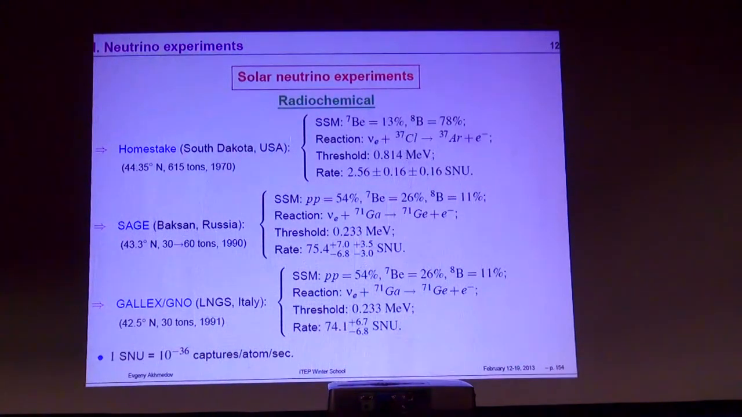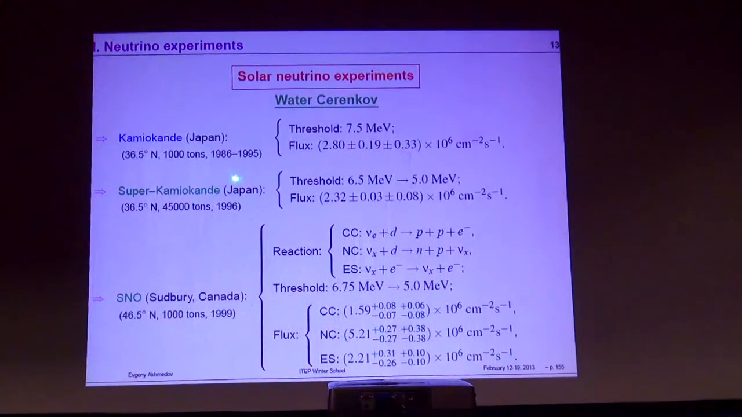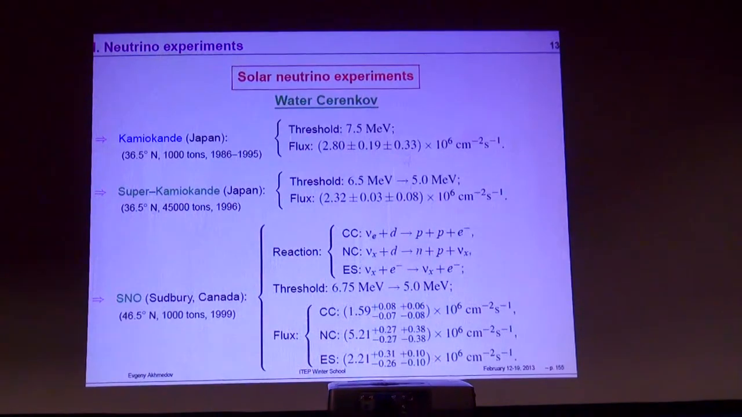And then there was another way of detecting neutrinos, which was actually Kamiokande, and then later Super-Kamiokande, in which instead of this reaction, neutrino capture on a nucleus, neutrino electron scattering was considered. This is Kamiokande and Super-Kamiokande, just neutrino electron scattering. And finally, there was the Sudbury Neutrino Observatory experiment in which three different kinds of reactions were studied: neutrino interaction with neutrons via charged current, neutral current, and neutrino electron scattering.